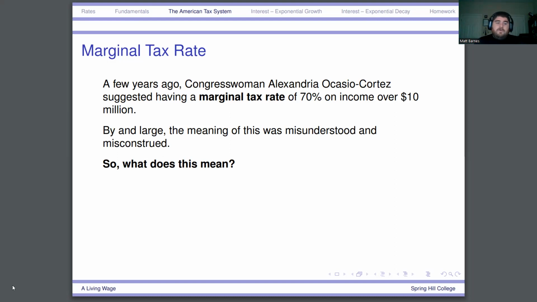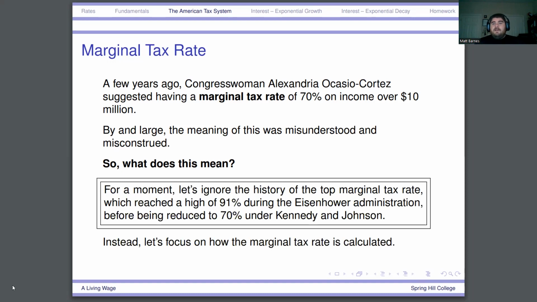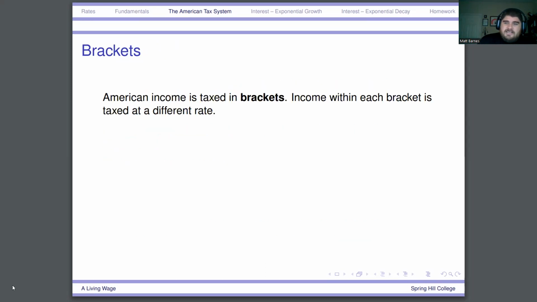So most people, when they approach this, did not investigate further, made up their mind based on whatever factors they felt were necessary, and the meaning ended up getting warped quite a bit. So let's look at what this means. From a historical context, just to briefly mention, the marginal tax rate was a high in the Eisenhower administration of 91%, and then was reduced to 70% under Kennedy and Johnson before subsequently being reduced further. So this is a proposal to go back up to 70. But how exactly is that marginal tax rate calculated?